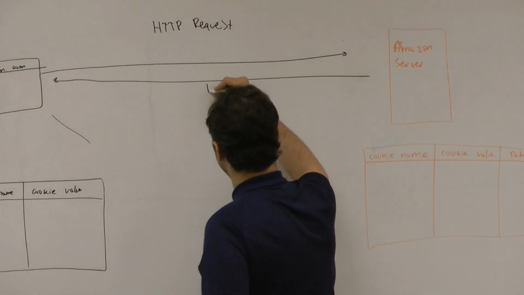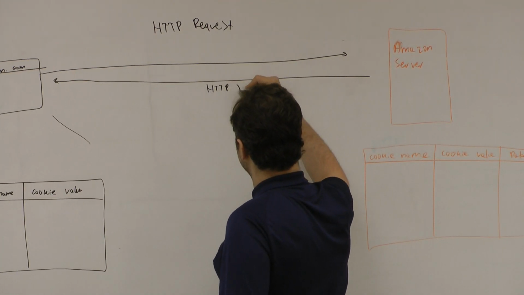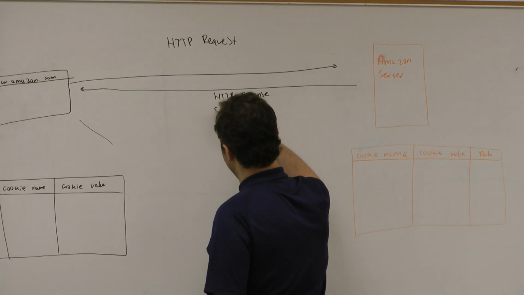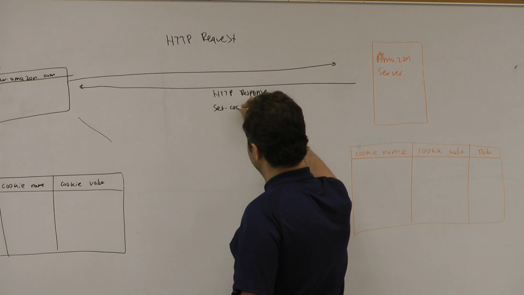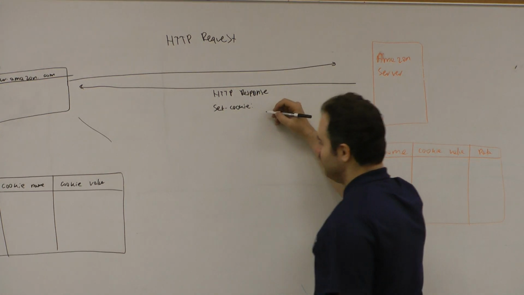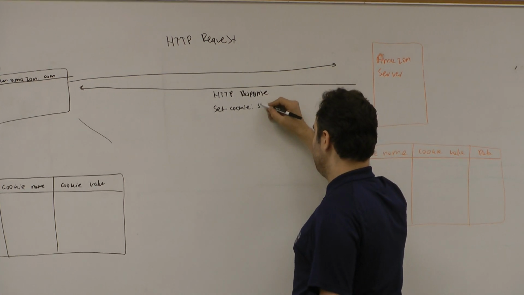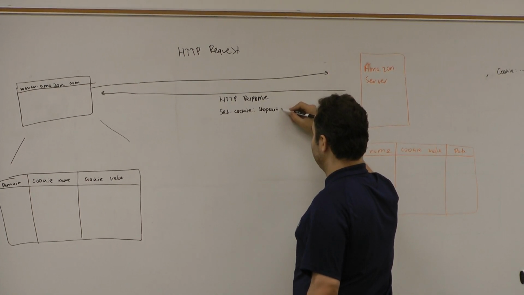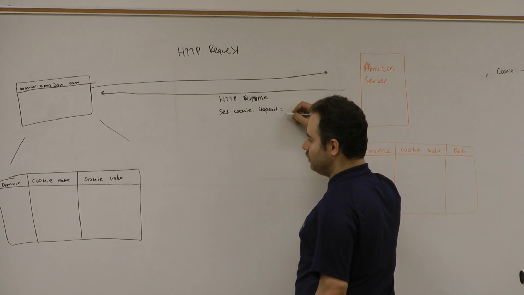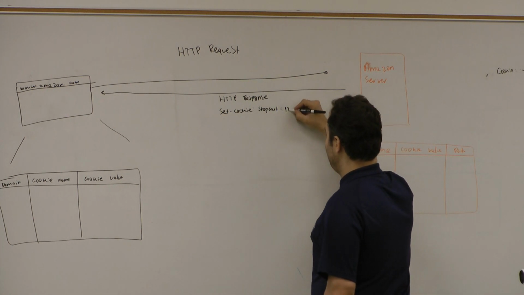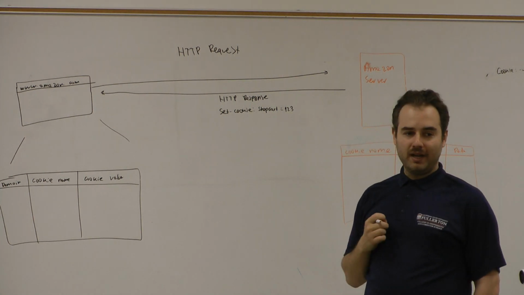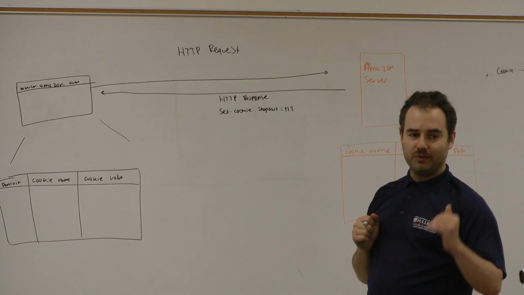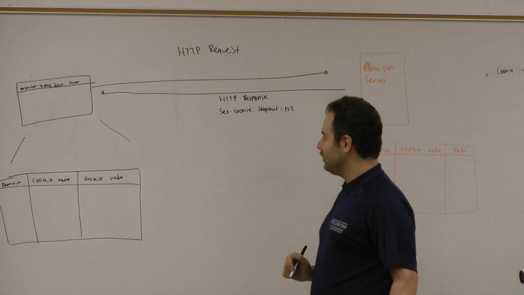HTTP response. An HTTP response will contain a field called Set-Cookie, and it'll have a cookie name, for example, shopping cart. I'll call it shop cart, and its value could be equal to, for example, 1, 2, 3. So I'm assuming that Amazon uses a shopping cart ID to represent shopping carts of different customers. So it does something like this.